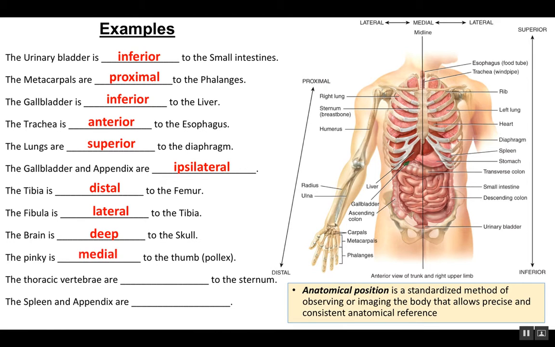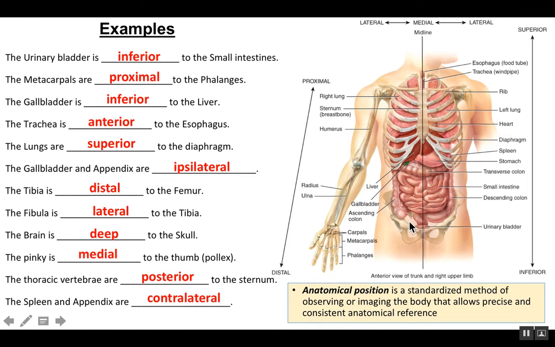Your pinky is medial to the thumb. Your thumb is, when it's in the anatomical position, lateral. The pinky would be medial. Your thoracic vertebrae are posterior to the sternum. Intermediate to these two would be your heart. Your heart is located in between your thoracic vertebrae and your sternum. And then finally, the spleen and appendix are contralateral. The spleen is in the upper left quadrant, and the appendix is in the lower right quadrant.